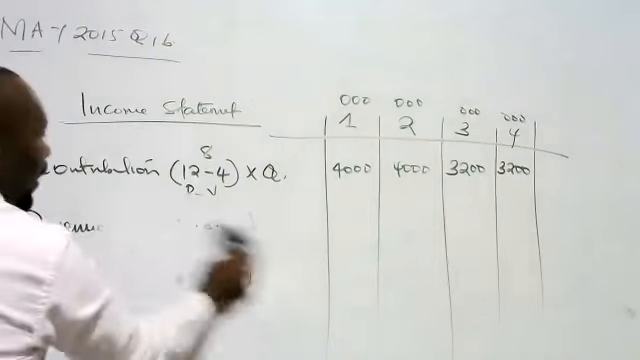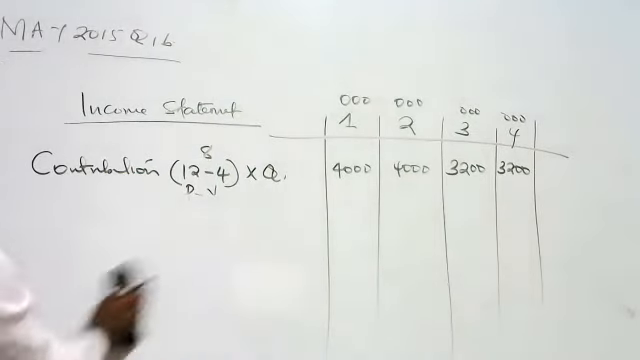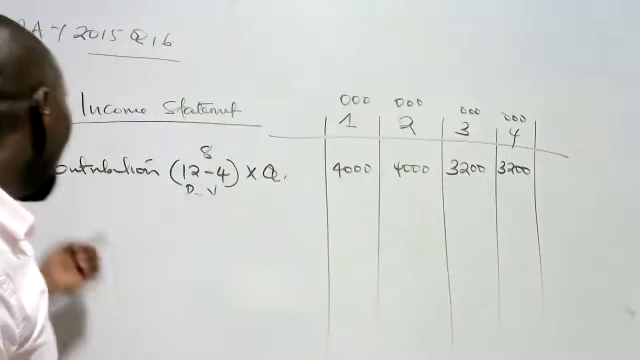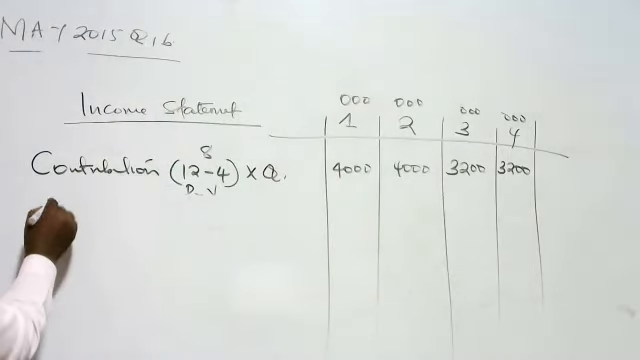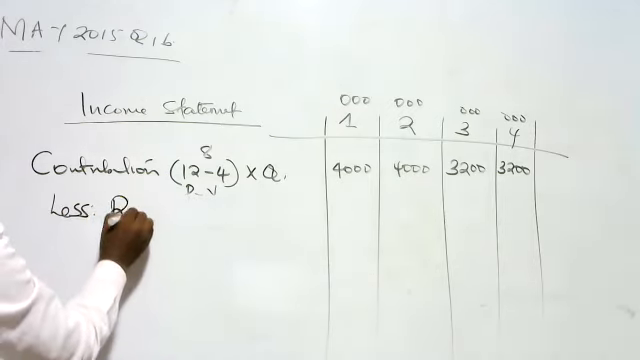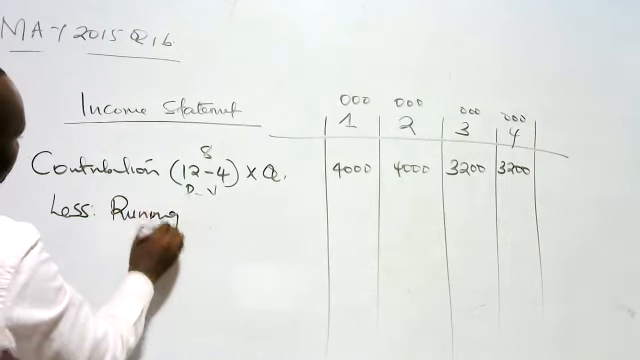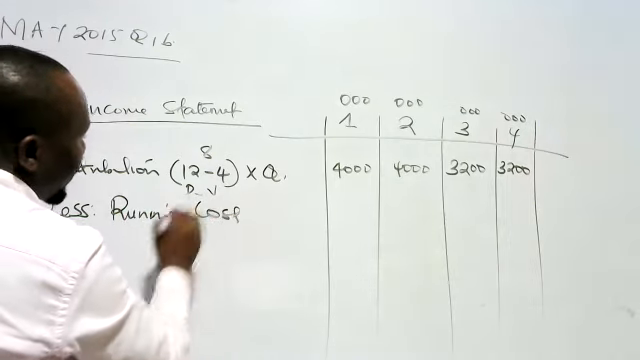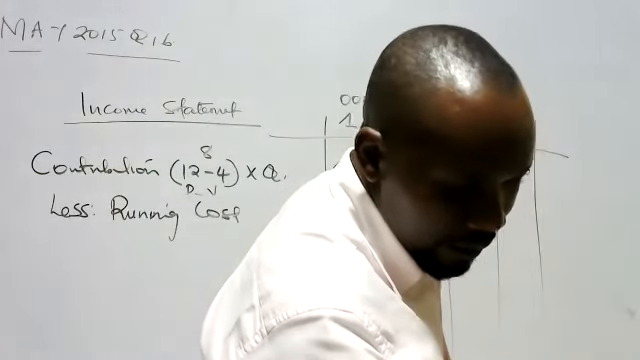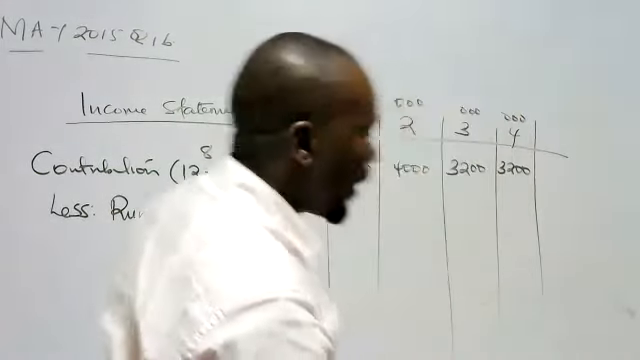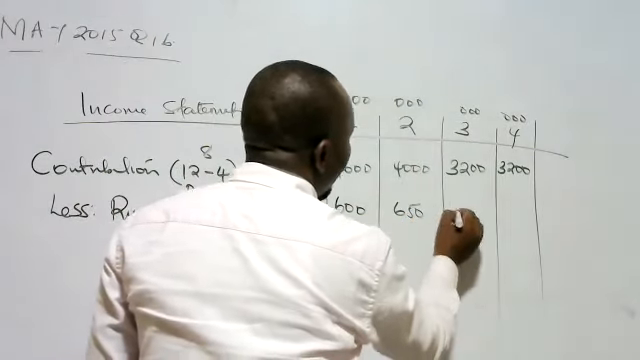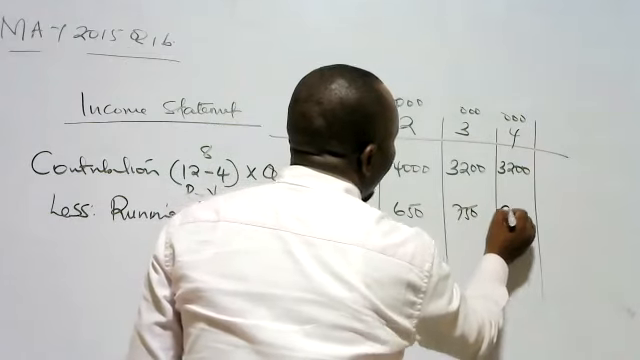So, we have our revenues. Now, after having contribution, we normally do what? Less fixed cost, which is now the running cost or other costs. Fixed costs we are given each year separately. We have 600, 650, 750, and 900. So 600, 650, 750, 900.